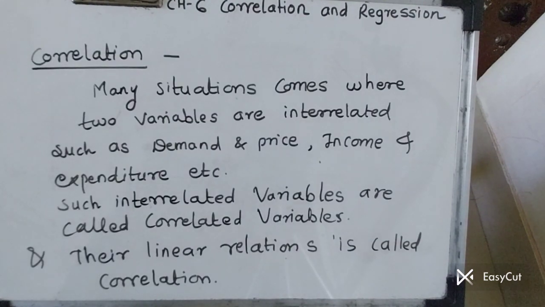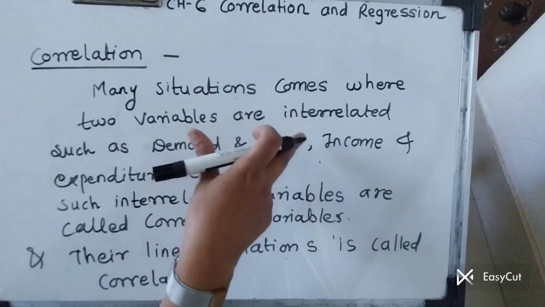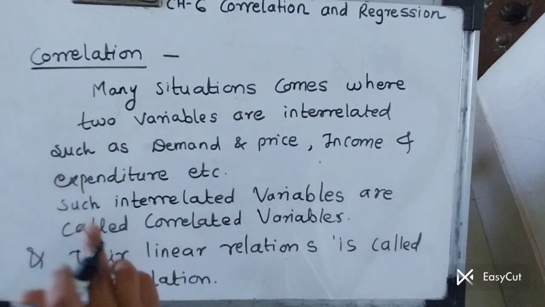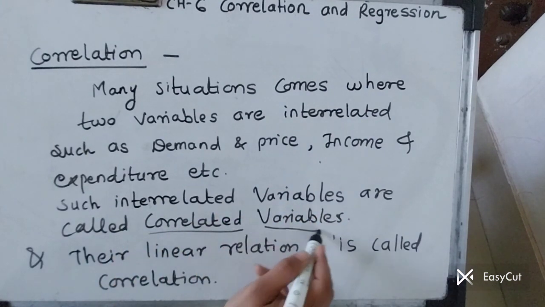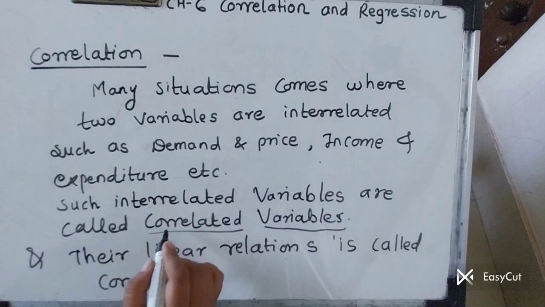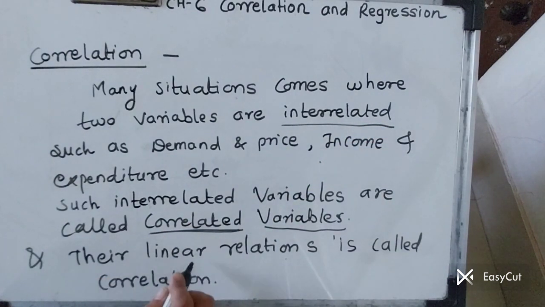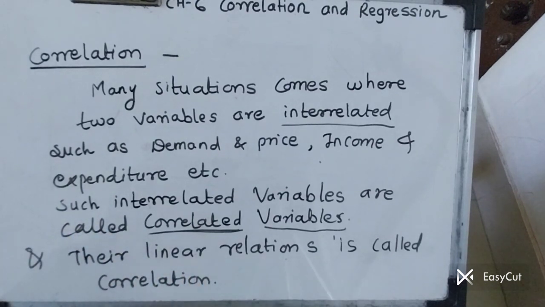Now see what is the proper definition. Many situations come where the two variables are interrelated, such as demand and price, income and expenditure, etc. Such interrelated variables are called the correlated variables. Interrelated, interdependent variables are called the correlated variables. And their linear relation is called the correlation. In terms of x and y, linear means having degree 1.